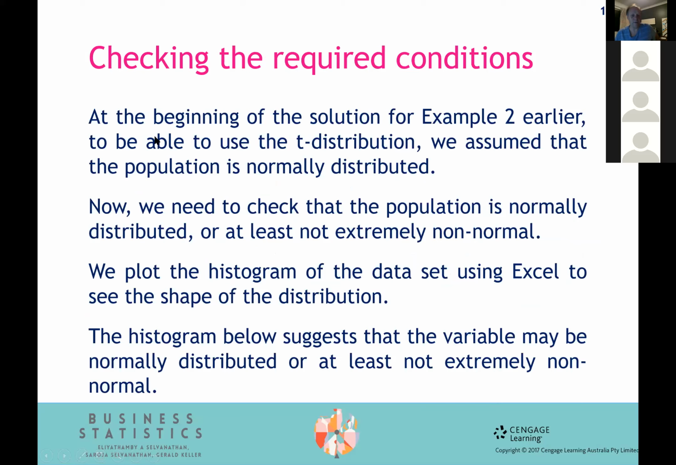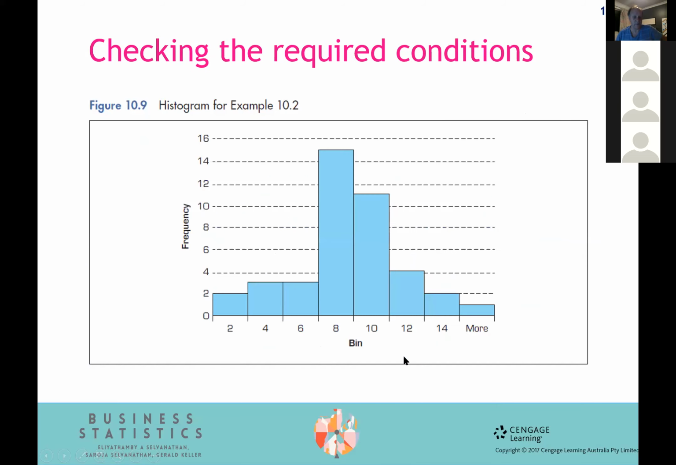Checking the required, at the beginning of the solution, we said to use the t-distribution, we assumed the population is normally distributed. Now, we need to check it. How do we do it? We plot a histogram of the data set using Excel, and that's the data shape they got. Mine is slightly different, not sure why, but it's normally distributed.